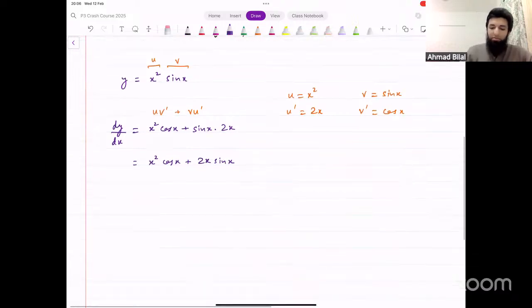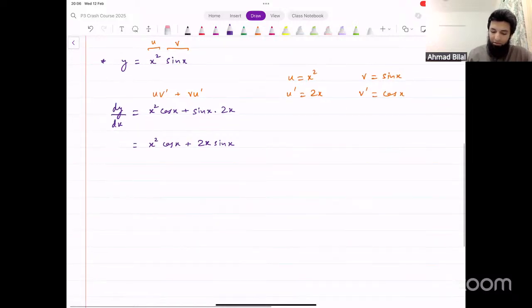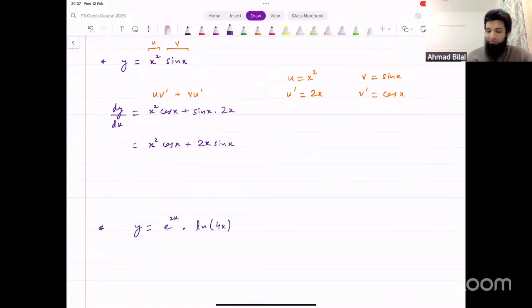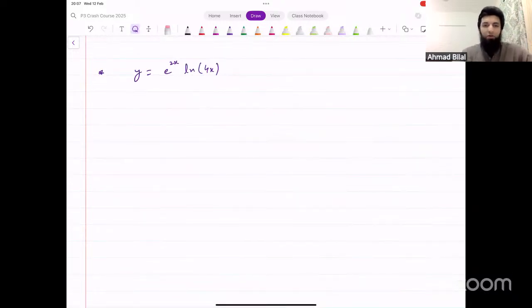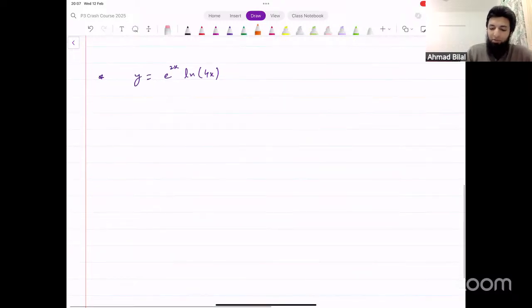Let's take another example. Let's say instead of this, we had y equal to e raised to power 2x times ln of 4x. Okay, now we have this function. Again, two things multiplying. We cannot differentiate it separately. We have to do it all together. What do we do for that? We use the product rule. What does the product rule say?